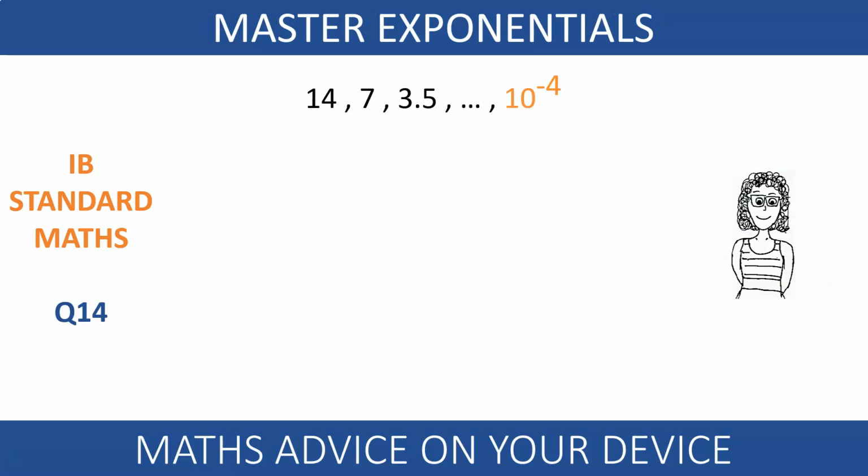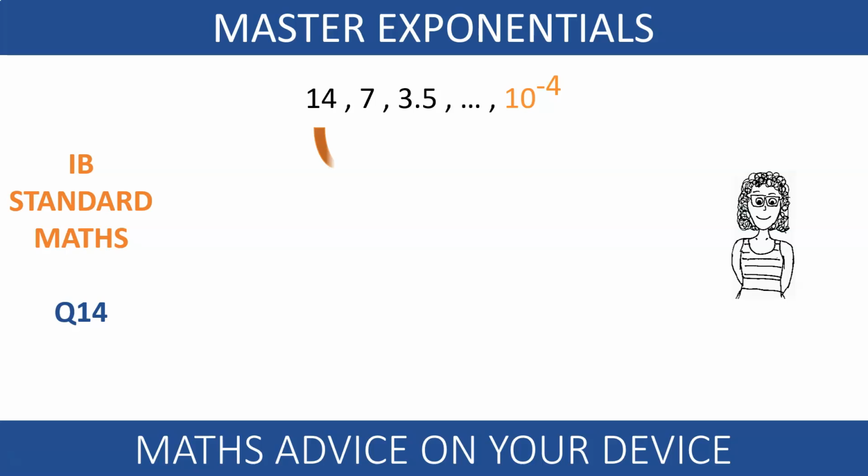This is another 6 marks question. Consider the geometric sequence 14, 7, 3.5, etc. Find the smallest value of n for which u_n is less than 10 to the power of minus 4.